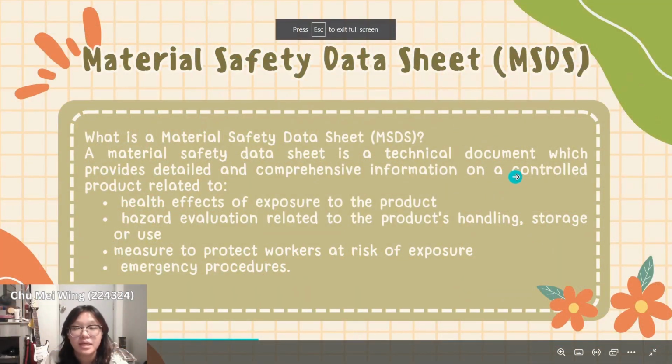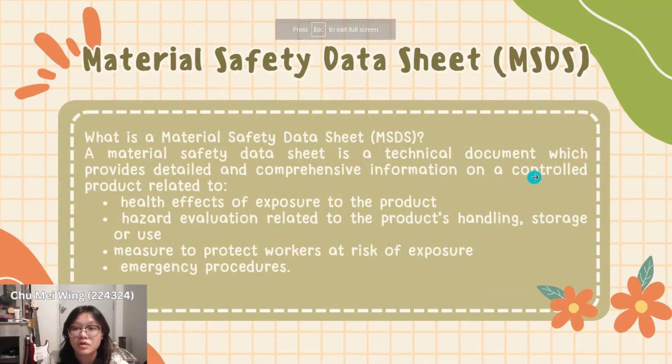Hi everyone, my name is Chu Mei Wing, matrix number 224324. For my part, I will present the Material Safety Data Sheet, MSDS. So first of all, what is an MSDS? An MSDS is a technical document which provides detailed and comprehensive information on a controlled product related to health effects of exposure to the product, hazard evaluation related to the product's handling, storage or use, measures to protect workers at risk of exposure, and emergency procedures.